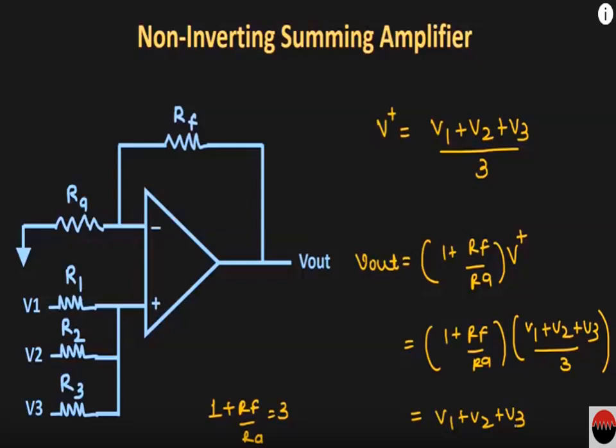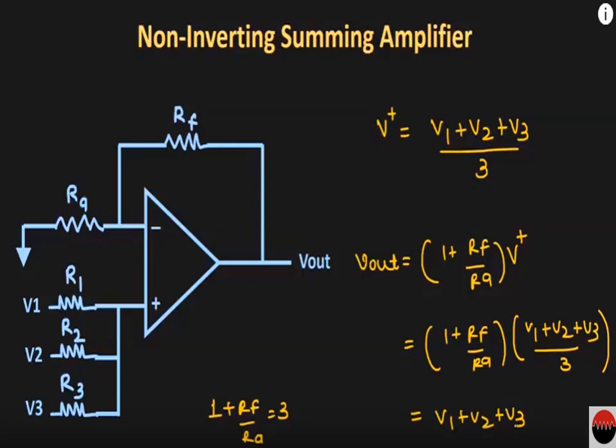V out is equal to 1 plus Rf by Ra into V plus. This is the output of the non-inverting terminal. Now that I have simplified V plus, I can put it here. So I will get 1 plus Rf by Ra times V1 plus V2 plus V3 by 3. If I assume 1 plus Rf by Ra is equal to 3, then the 3 and 3 will get cancelled. Finally, I can rewrite this as V out is equal to V1 plus V2 plus V3.